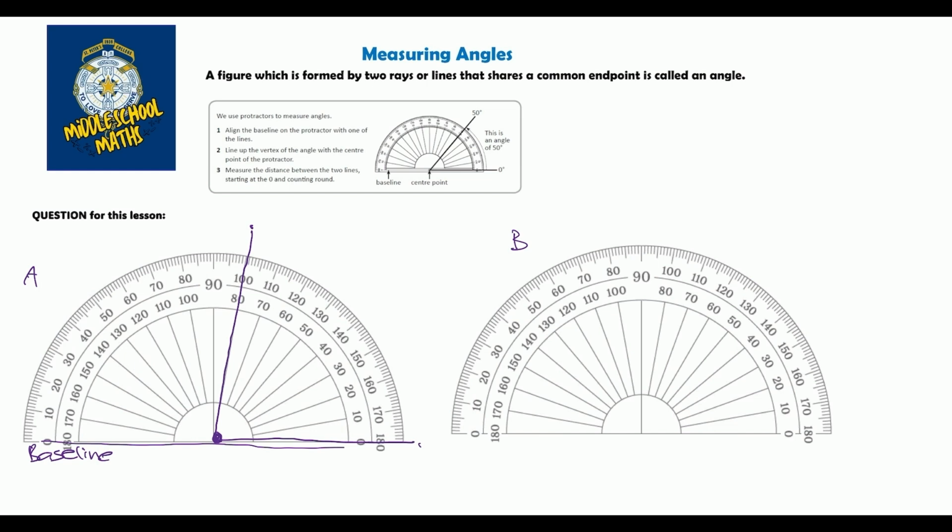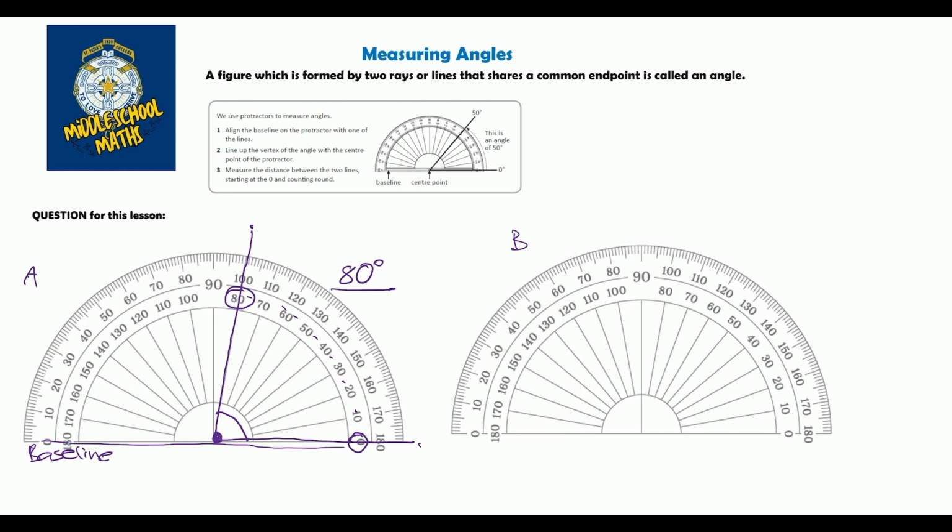Cool. Because this angle is small, we need to begin counting from the 0, which is here, and then to where it intersects on the protractor, which is there. So we can count around, we get to 80, and then we can say that this angle here on protractor A is an angle of 80 degrees.